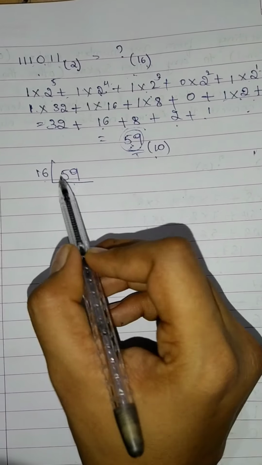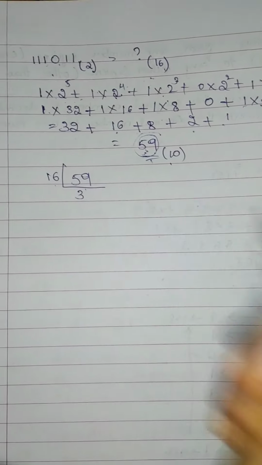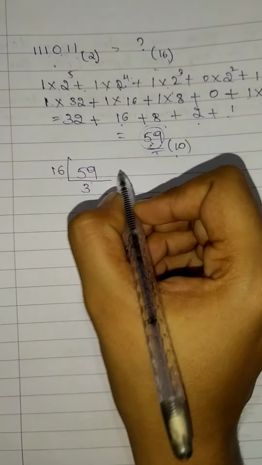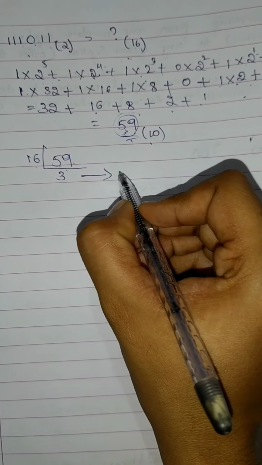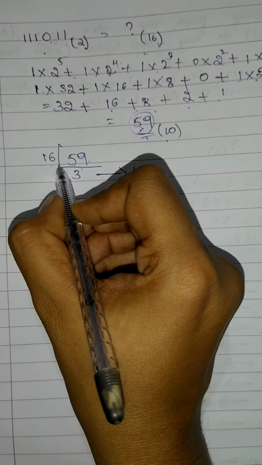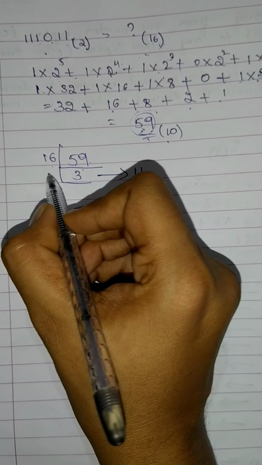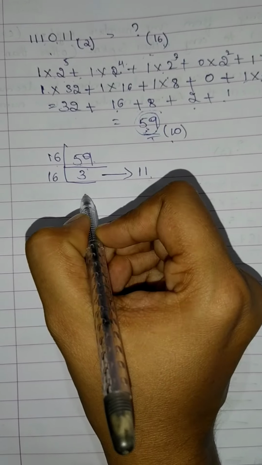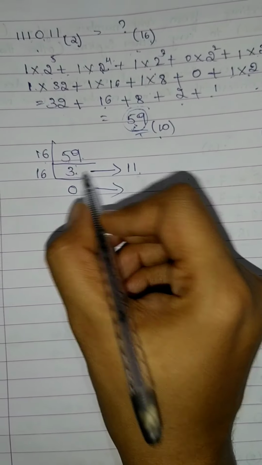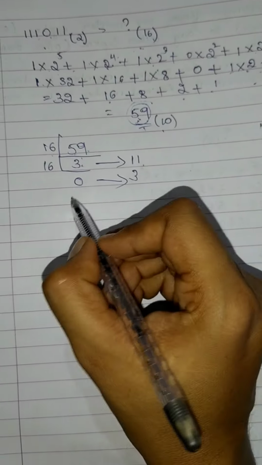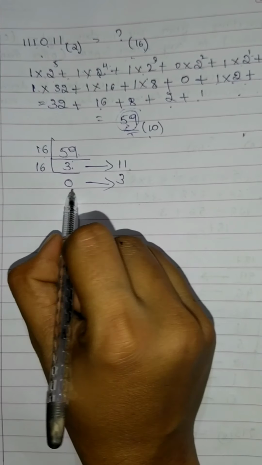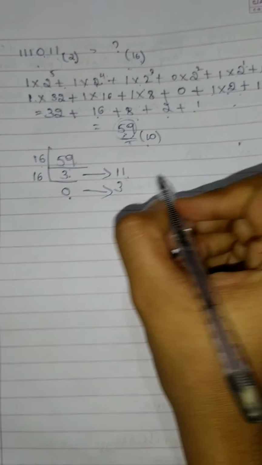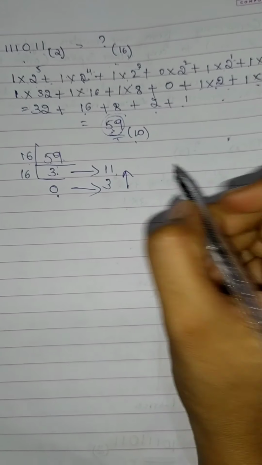Okay, so 16 3s are 48. So 59 minus 48 is 11. Okay, so the remainder will be 11. We cannot divide this 3 by 16, so 16 zeros are 0, then the remainder will be what? 3. So once we get 0 as a quotient, we have to stop the division. Okay, so from MSB to LSB we have to write.